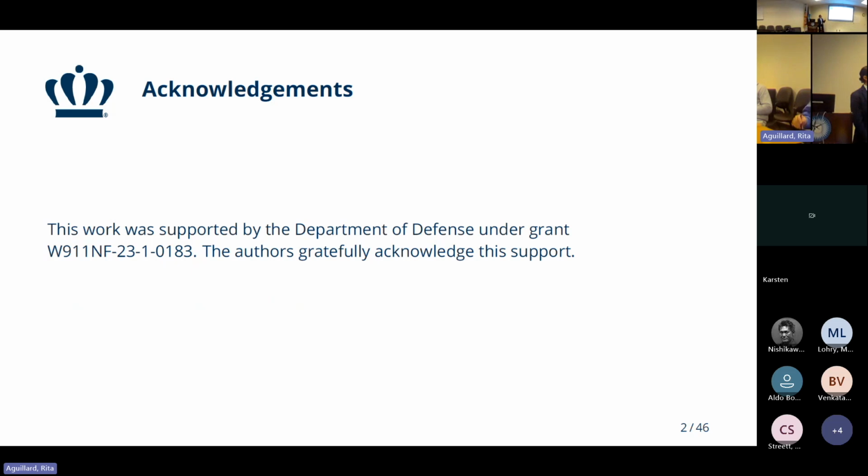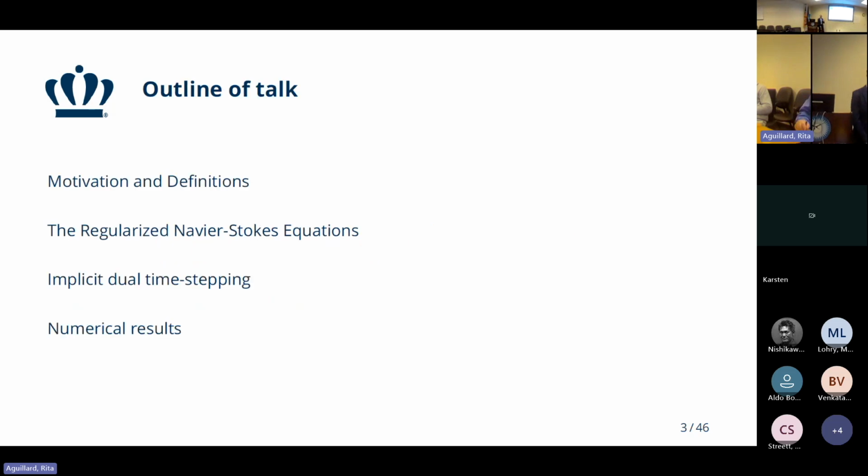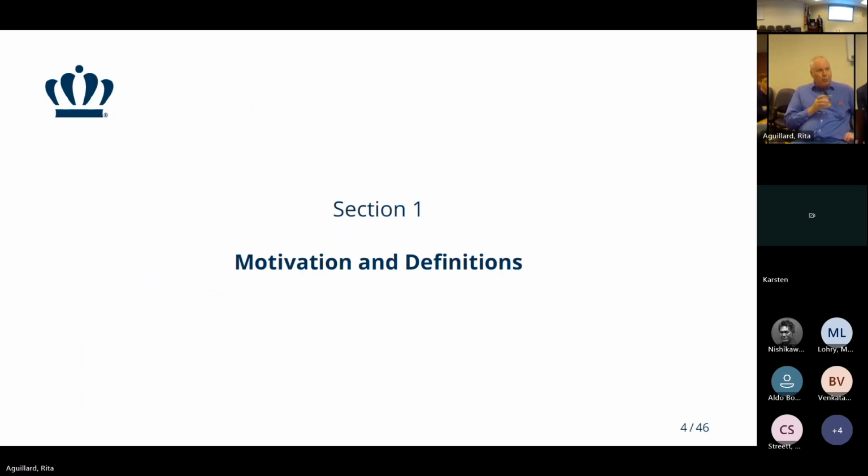First, I'm going to give some motivation on entropy stability and some challenges that are caused by positivity violations there. Then we'll talk about the regularized Navier-Stokes equations, which is the work of Yamaleev and Upperman. Then we'll go to the implicit dual time-stepping scheme, and then we'll discuss numerical results based on that.